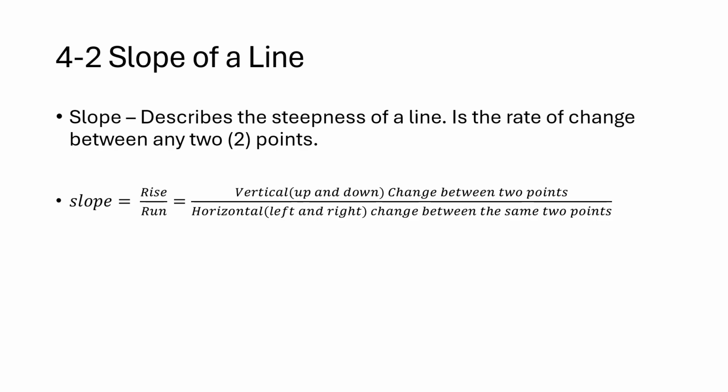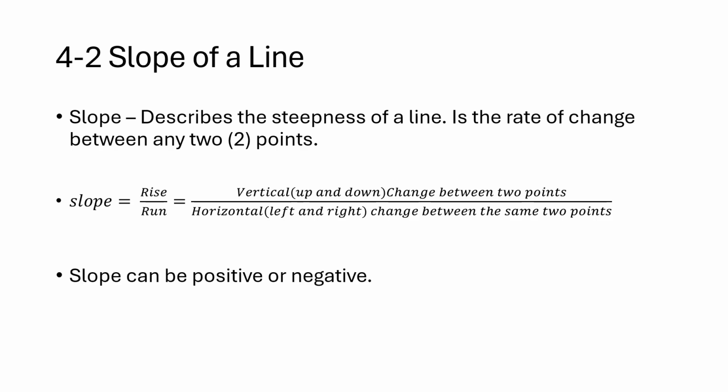And we find slope by finding the rise, the vertical change up and down, over the run, the horizontal change left and right. So it's going to be a fraction 99% of the time, unless we're talking about money, then you can put it in a decimal, but usually we want slope in fractions. And here we see that slope can be positive or negative, and that just depends on how it looks. So let's get into slope. Let's see if we can start finding some slopes.